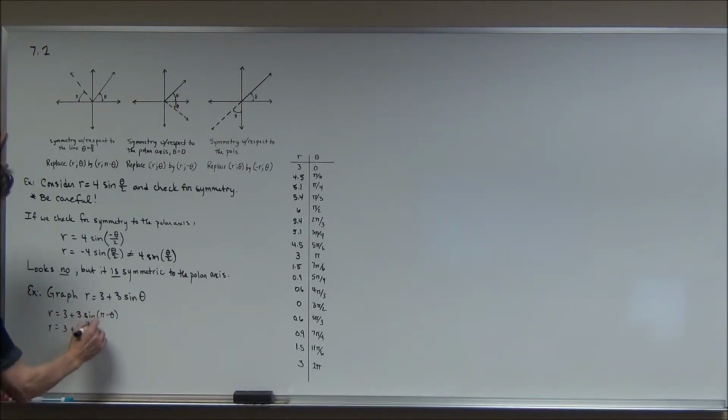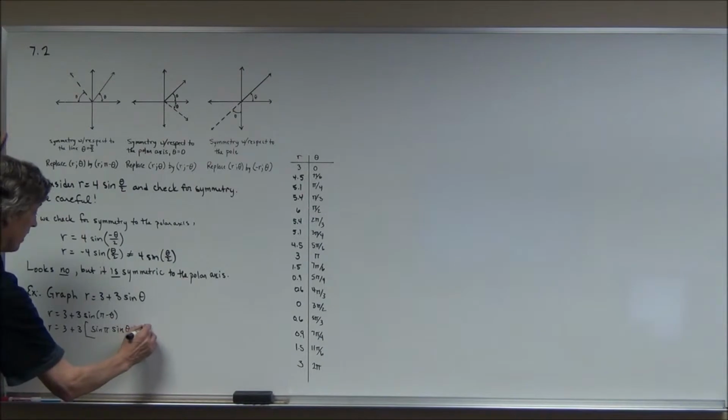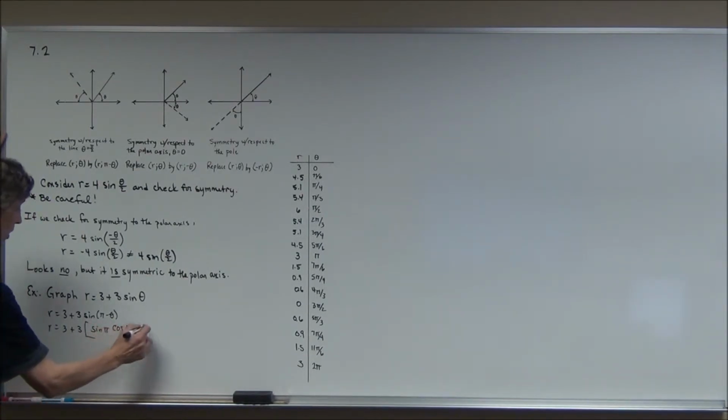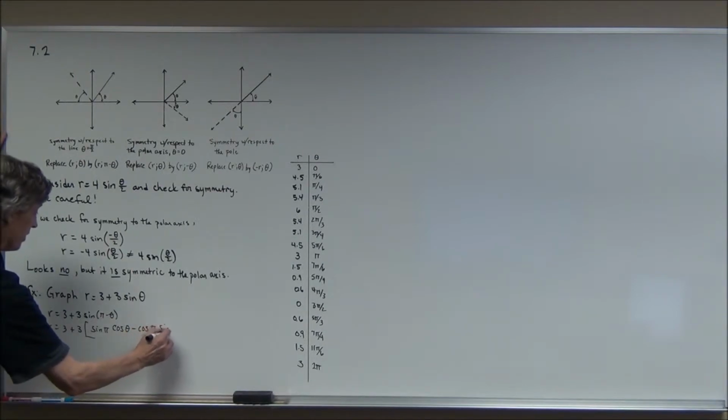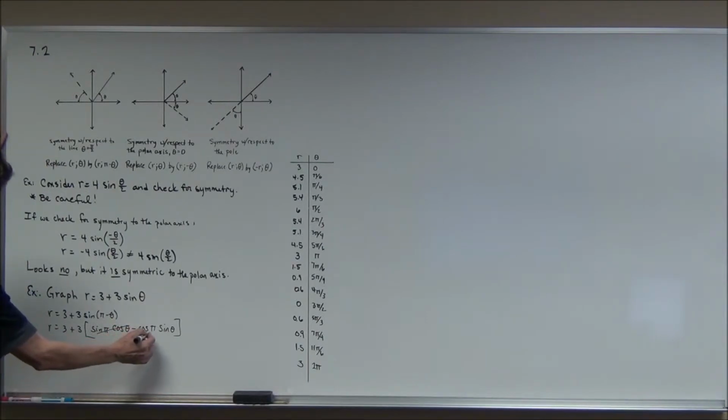Which is r equals 3 plus 3 times the sine of pi minus theta, that'd be sine of pi cosine of theta minus cosine of pi sine of theta. Good lord, almost did the wrong one. If you don't use the right identity for the difference here. Now the sine of pi is 0, so all this disappears, and the cosine of pi is negative 1. So I have minus a negative 1, that's positive 1.